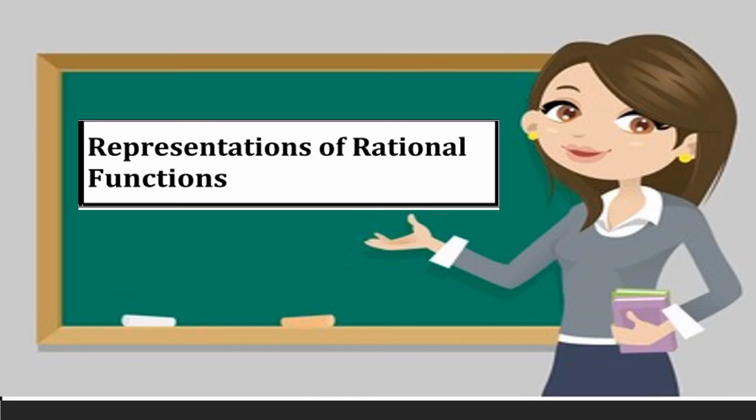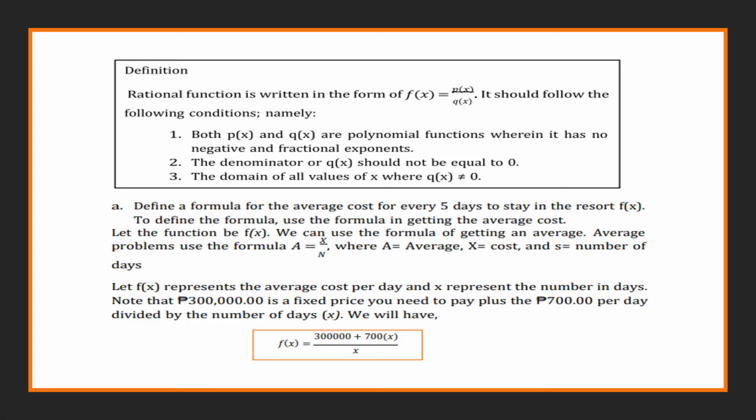Okay, our next topic about rational function is representing rational functions. So again, the definition of a rational function is written in the form f of x equals p of x all over q of x. Take note that the p of x and q of x should be polynomial functions, and q of x should not be equal to 0, or simply the denominator must not be equal to 0. The domain is all values of x where q of x is not equal to 0.